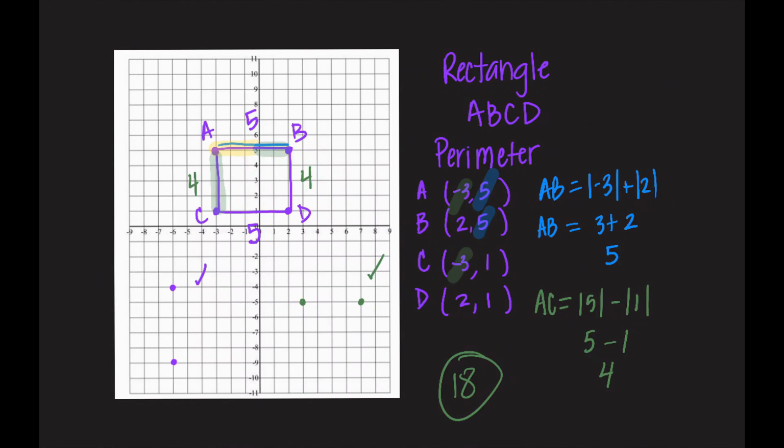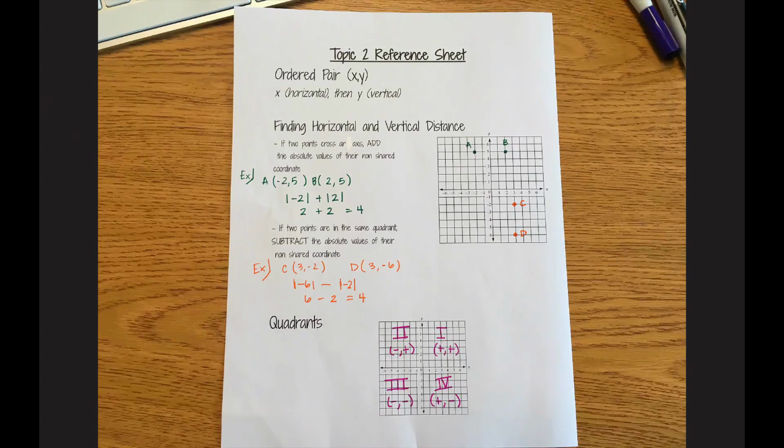I also am uploading a reference sheet. Actually, let's do this. I'm going to go ahead and show you what that looks like here. Just give me 1 second. I have a reference sheet that is going to be on Google Classroom. You can study this to help when you're taking your quiz tomorrow. It's just a little note taking of what we need to do to find the distance between 2 points and looking at what our quadrants are.